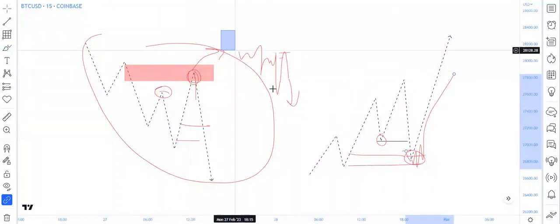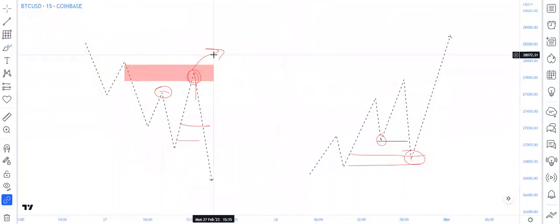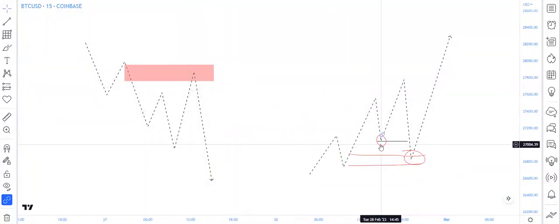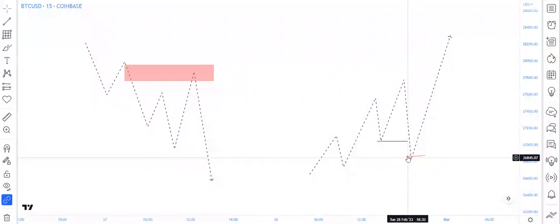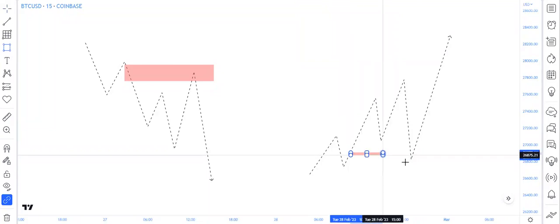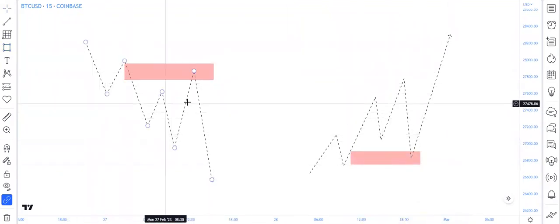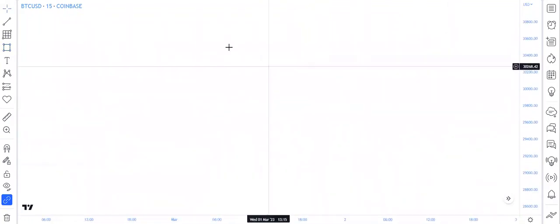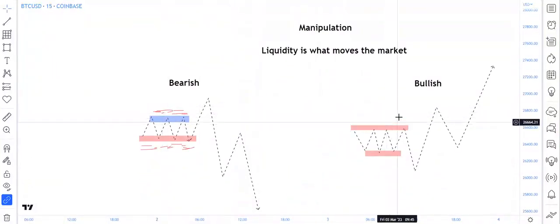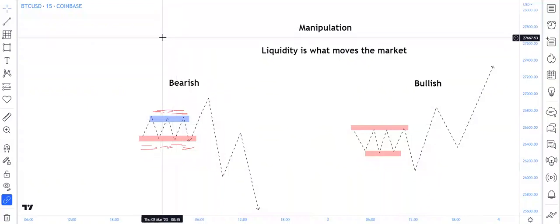Let me just remove all of this again. So make sure you remember all of these patterns, because it's really important. Let me just put this, and these patterns happen in this as well. It happens a lot. You should remember all of these patterns. Now let's take a look at some examples of how we can spot this in the market.